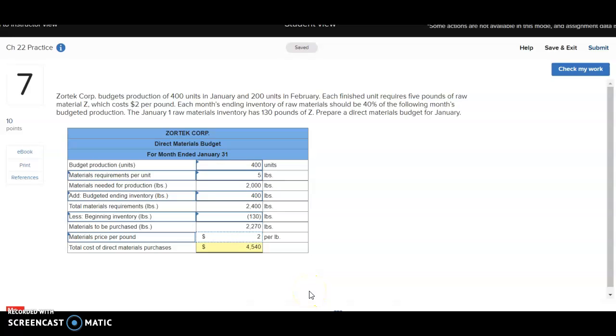Okay, so this is chapter 22 practice part 2. When we finished part 1, it cut off number 7 a little bit. So I just wanted to go in and give a little bit more explanation on this one.